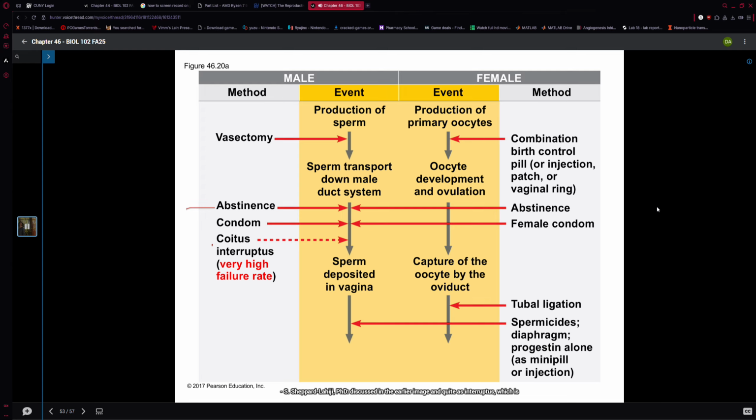And coitus interruptus, which is essentially trying to avoid, even though the sperm is transporting its way down the duct system, avoid actual deposit into the vagina. Very high failure rate. This should not be the means in which individuals try to avoid pregnancy because it's just really inconsistent. You can't really do this as effectively as the other methods that are found within this figure.